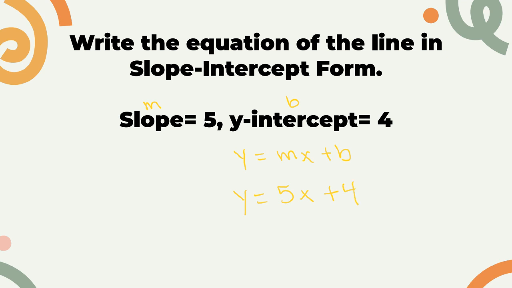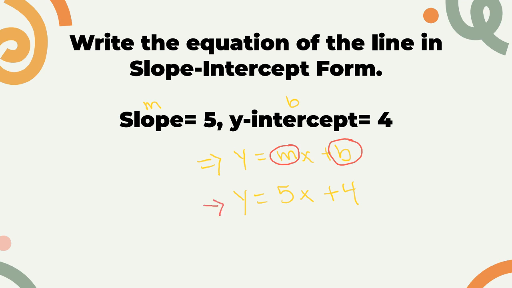All we're doing is using our slope-intercept form of y equals mx plus b, and we plug in for m and we plug in for b. So we're plugging in the slope and the y-intercept, so the equation of our line will be y equals 5x plus 4.